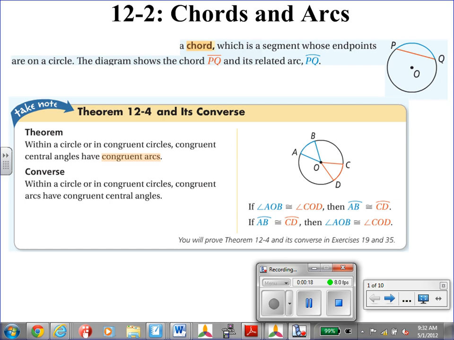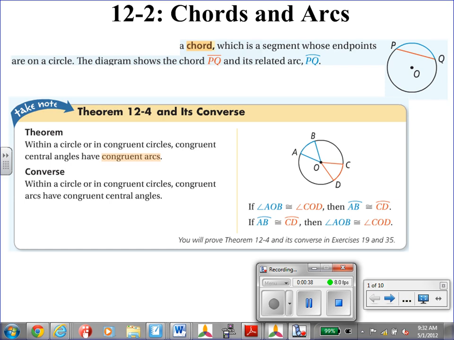It says that the diagram shows chord PQ and its related arc, which is also PQ. Make sure you note the notation. The line PQ is the chord, and if you have the arc over it, then that would be the arc of that. Here's the theorem and its converse.